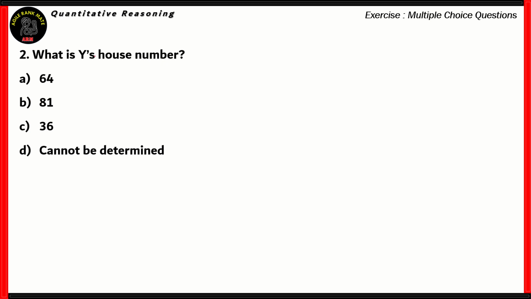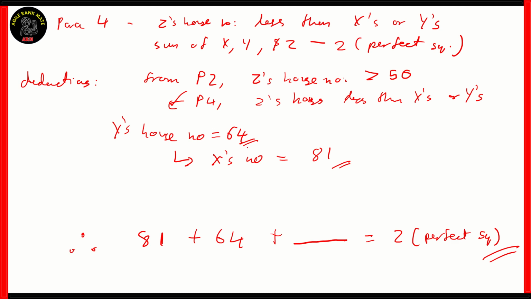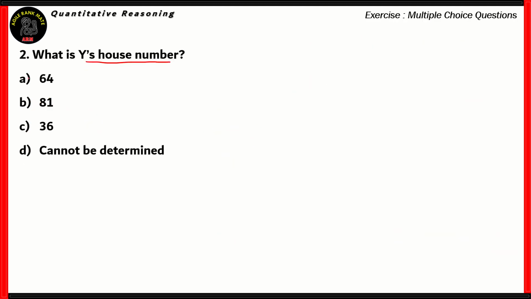What about y's house number? Second question is to find out y's house number. And if we look at our options, you can see in our notes that 64 is correct. So option A, 64, is the right option. B is incorrect because that's the house number for x. 36 is incorrect because it's less than 50.